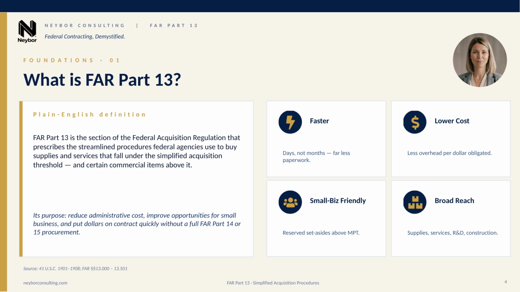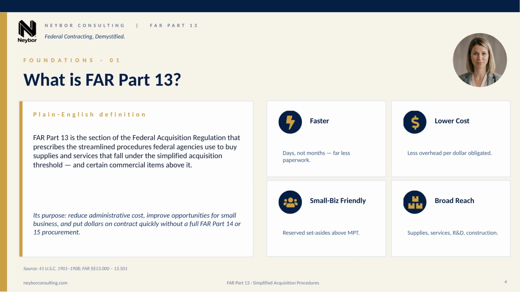So what is FAR Part 13? In plain English, it is the streamlined buying chapter of the Federal Acquisition Regulation. It tells federal contracting officers how to buy supplies and services that fall under the Simplified Acquisition Threshold, and, through subpart 13.5, how to buy certain commercial items even above that threshold. The regulation has one overriding purpose: cut administrative cost, improve opportunities for small business, and put dollars on contract quickly without running a full Part 14 sealed bid or Part 15 negotiation.